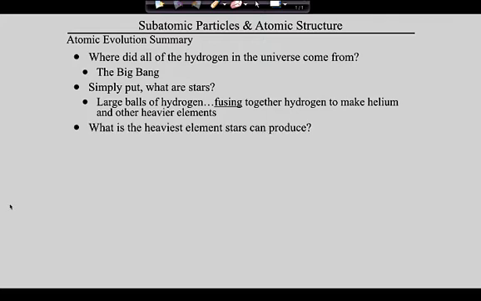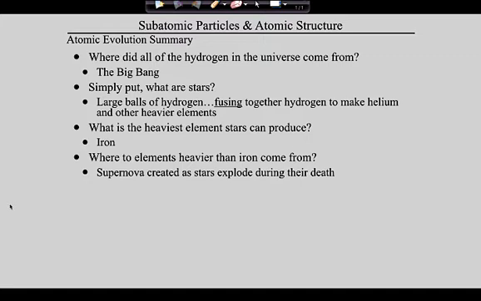Question number 3. So guys, question number 3 said this: what is the heaviest element that stars can produce? And it's a simple answer. What is it? Iron. Good. Yep. So if that's the case, where do the elements heavier than iron come from? Supernova.